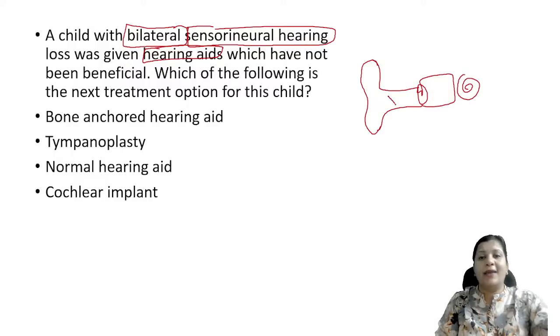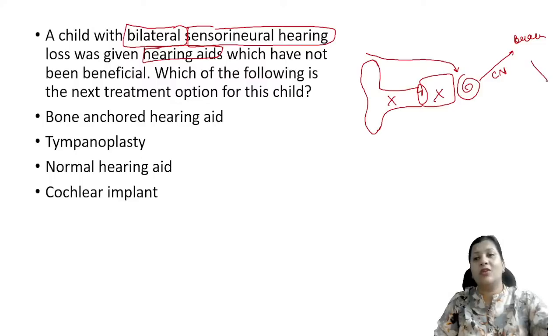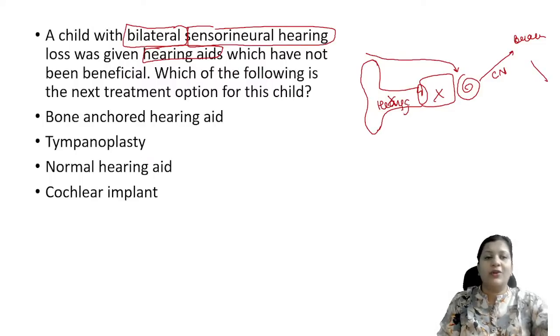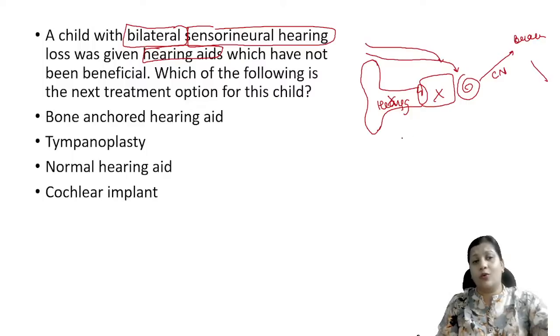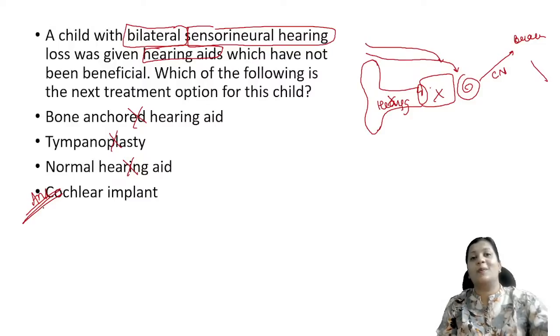So now you have to bypass the external ear and the middle ear and give an amplification device directly to the cochlea so that the sound impulses can go from the cochlear nerve to the brain, because on both sides the patient is having a problem which is not getting resolved with a hearing aid. So what will you do? Will you give a BAHA which will send the sound impulses to the cochlea? No. Will you do tympanoplasty, which is reconstruction of the middle ear? No. Normal hearing aid has not responded. So for a child who presents to you with bilateral hearing loss that is not responding to the hearing aid, your answer should be cochlear implant.